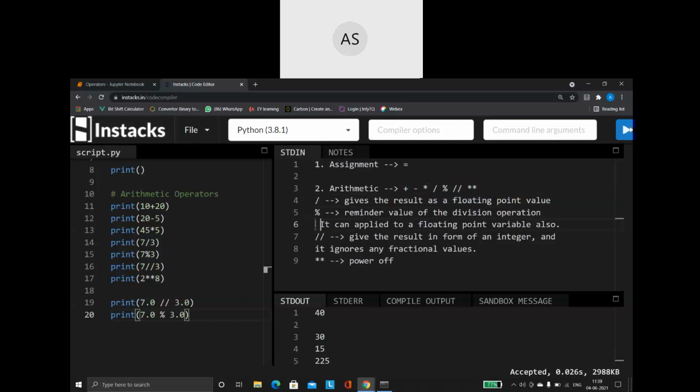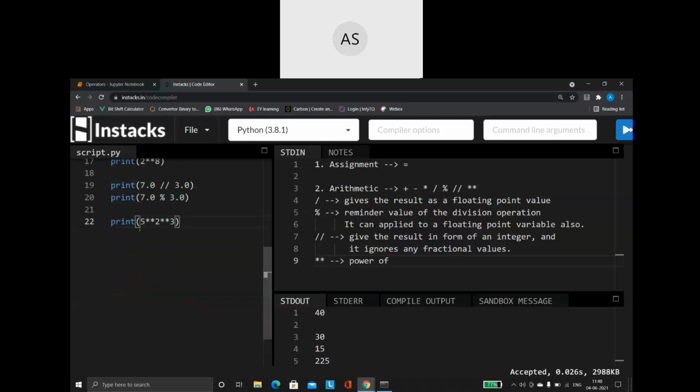Okay. Now for the last one, which is nothing but your exponent. So what is the important point? What is the important point that I should be knowing with regards to the power of? Now have a look here. I am saying print 5 to the power of 2 to the power of 3. See the operation how it goes. 5 to the power of 2 to the power of 3.